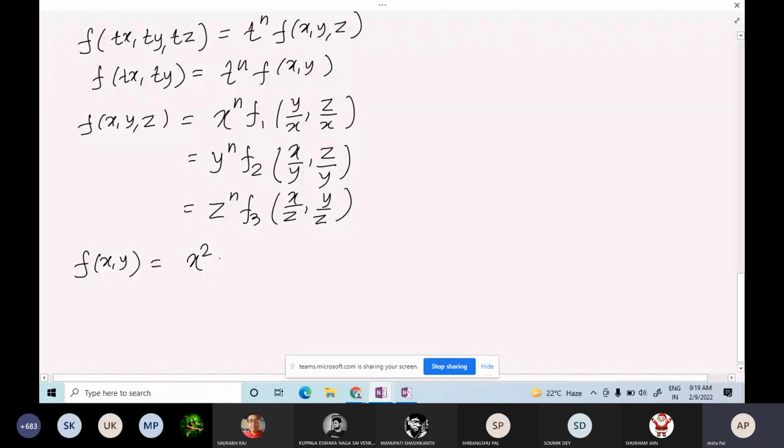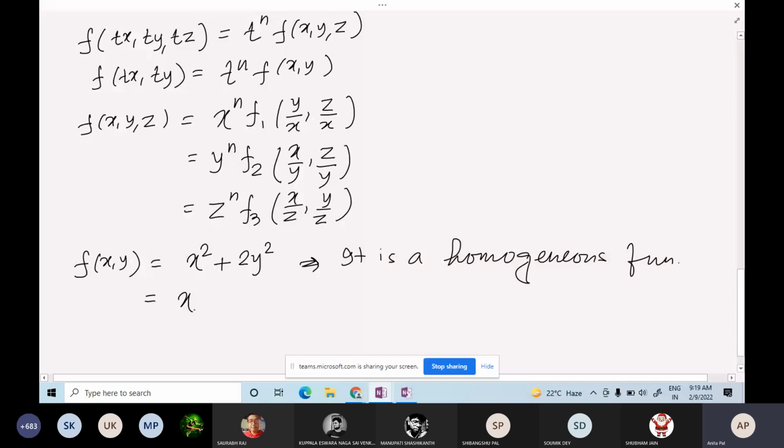Now I'm considering one function, f(x, y) equals x squared plus 2y squared. The degree of each term is 2, so it is a homogeneous function, because the degree of each term is 2. Can I write it in this way: x square common, 1 plus 2 y square by x square? Yes, so this is how it is written.